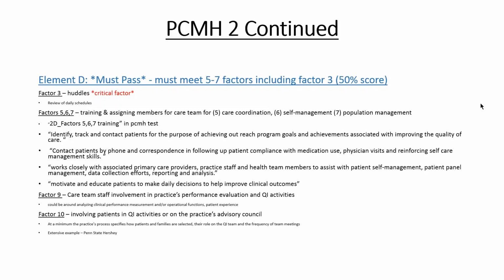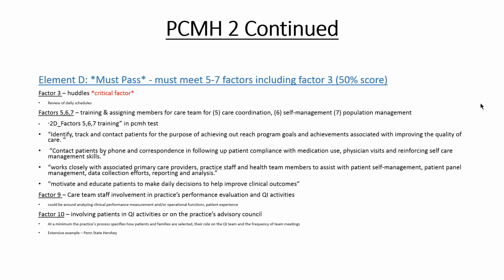For factor 9, care team staff involvement in the practice's performance evaluation and quality improvement activities. So this could be around clinical measures and clinical outcomes, or it could be around office functions, or like you see there, patient experience, operational things in the office. So it could be including both clinical quality measures and operations within the office, or it could focus on one or the other. But it's just showing involvement from the whole care team staff, not just the physician looking at those areas. It's everyone's involvement in those different areas.